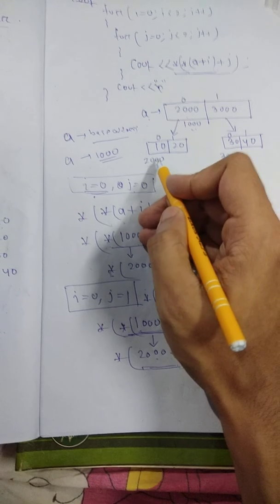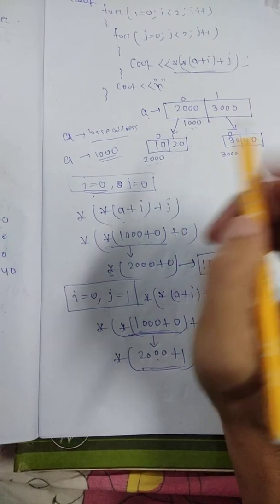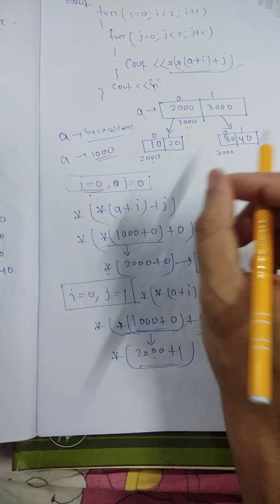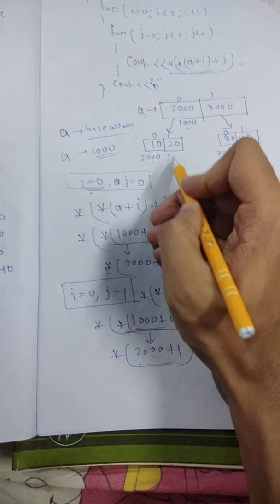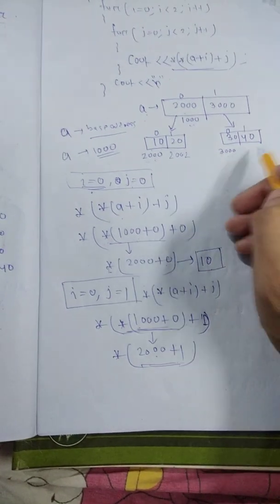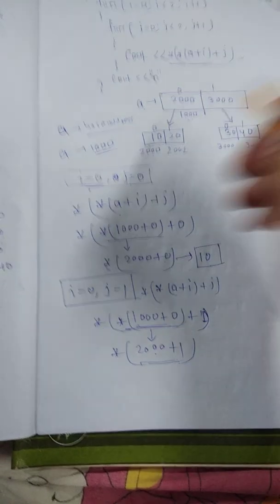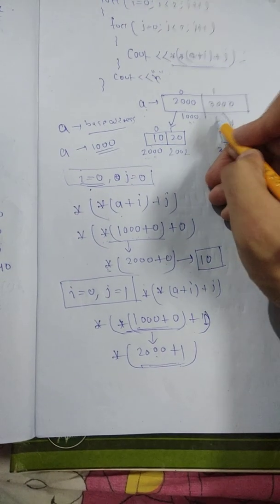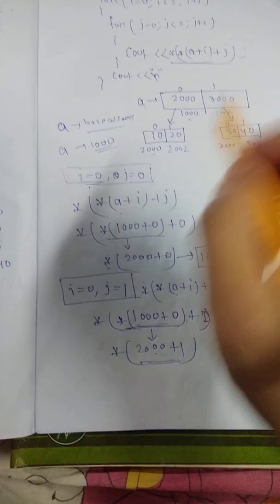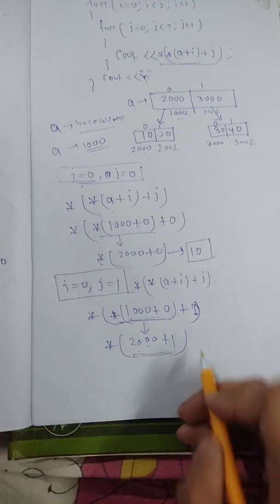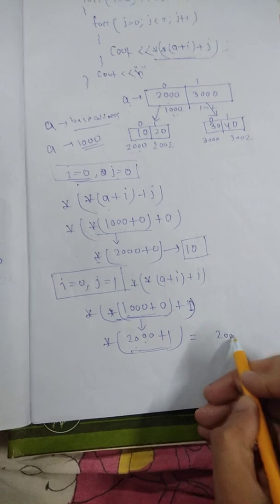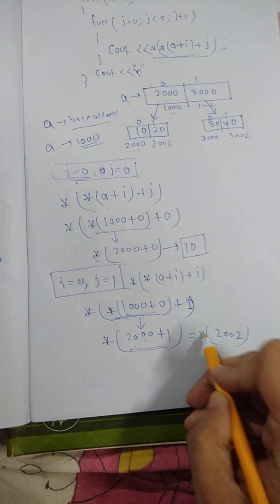Suppose I am taking a memory location and it reserves 2 bytes. Suppose it reserved 2 bytes. Means this is the 2000. Next is suppose 2002. This is suppose 3000. This is suppose 3002. This is suppose 1000 and this is suppose 1002. Means each memory location requires 2 bytes. So what is 2000 plus 1? It gives 2002. Then star.